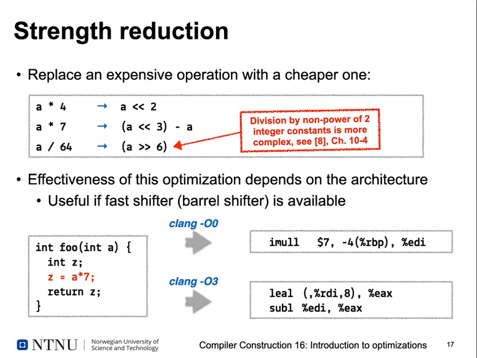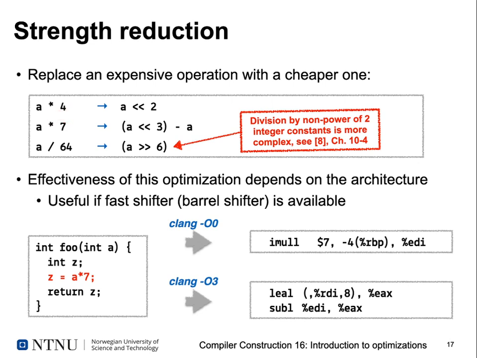Well, another optimization that's interesting is what we call strength reduction. Strength reduction replaces an expensive operation with a cheaper one. We've already seen an example of this in our first example for code generation with the different optimization levels. We've seen that a times 4 for an integer variable can be replaced by a left shift of a by 2 positions. We can actually apply this also to non-powers of 2 as a multiplication factor.